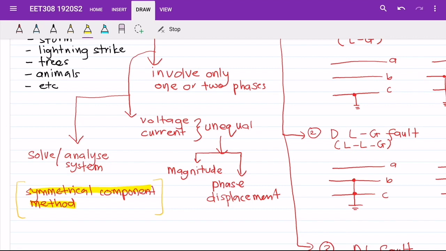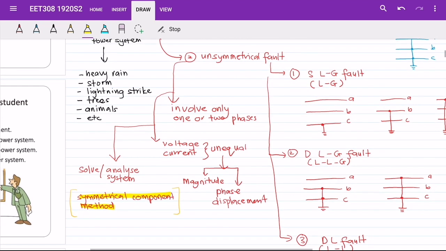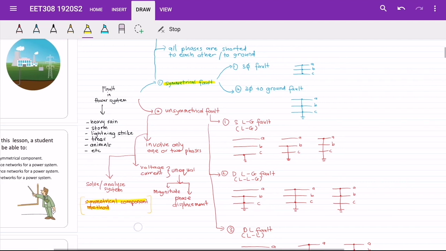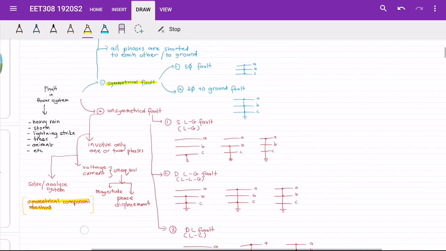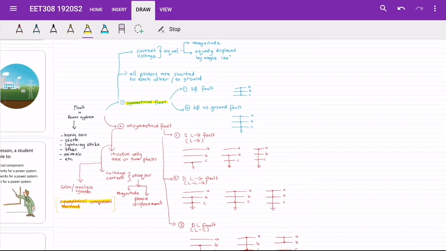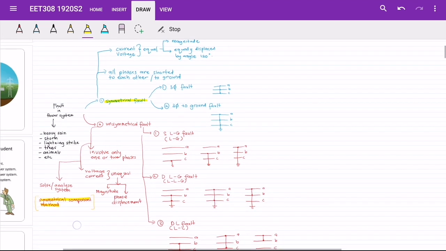Okay, that's all for our review for today, fault in power system. I hope all of you can understand and can compare what is the symmetrical fault, what is the unsymmetrical fault, and why we need to use the symmetrical component method to solve the unsymmetrical fault problems. That's all. Thank you.